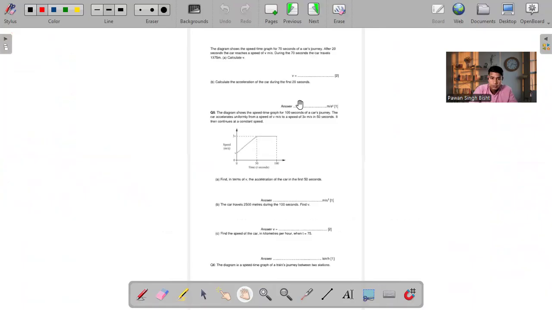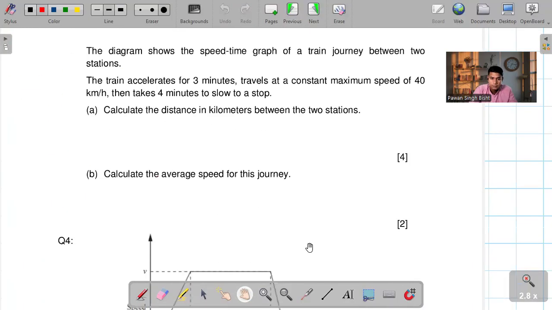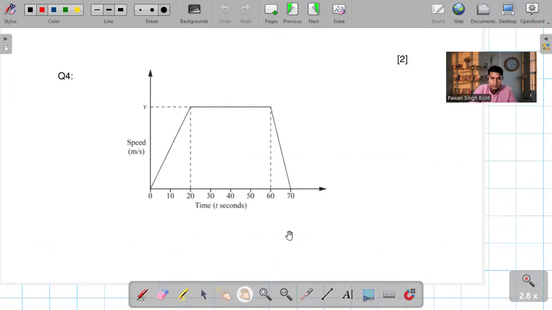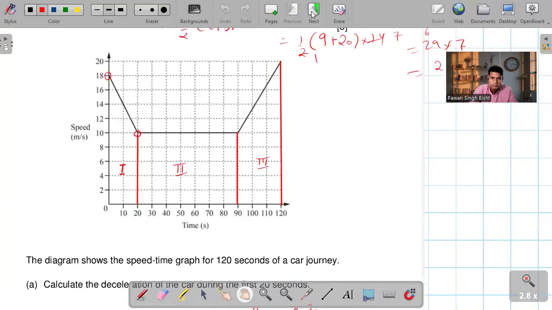Okay, next question number 4. Yeah, this is a graph given. Question number 4.